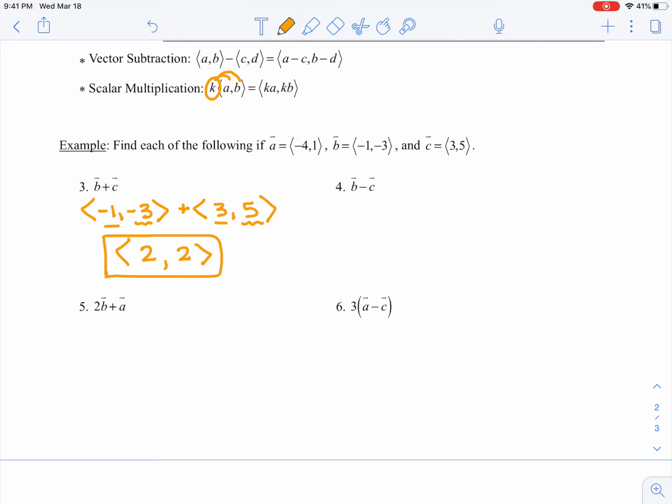In question number 4, we're looking for vector b minus vector c. So -1, -3, minus 3, 5. Again, I perform the operation with the x coordinates first. So -1 minus 3 is -4. And then with the y coordinates, -3 minus 5 is -8.